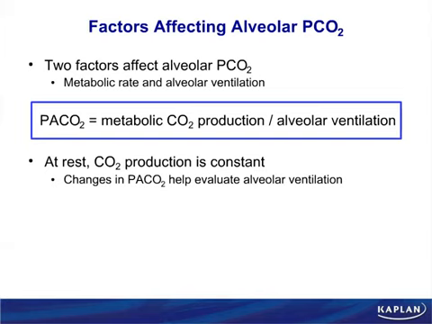We all know when we exercise, we breathe more. Well, that's to try to keep CO2 constant. So if CO2 production goes up, alveolar ventilation goes up. If CO2 production goes down, say when you sleep, alveolar ventilation goes down to keep CO2 constant. CO2 is a very tightly regulated variable.